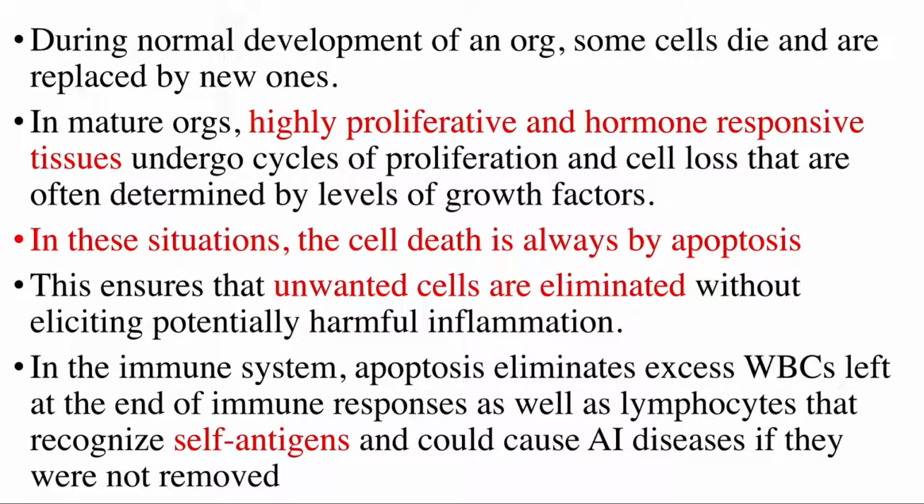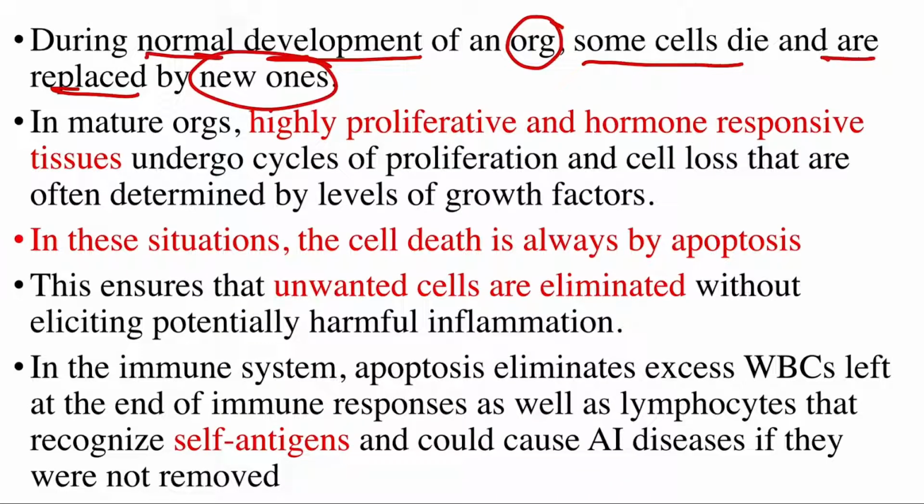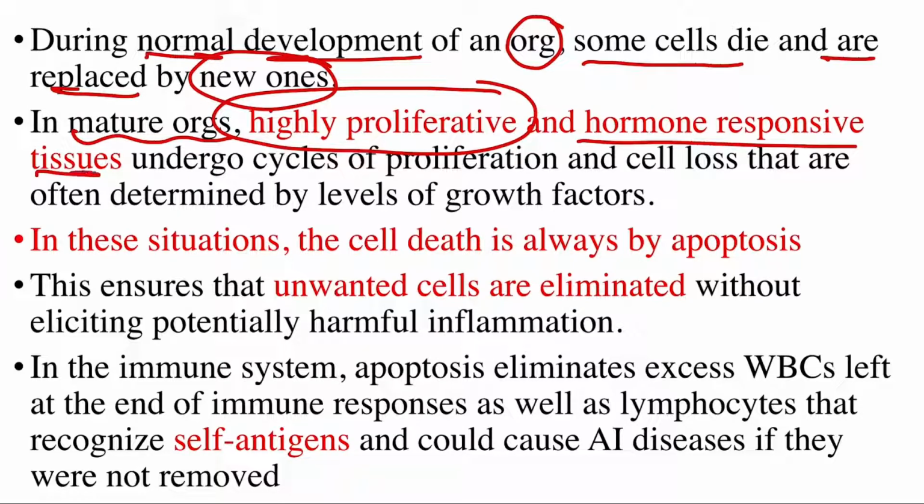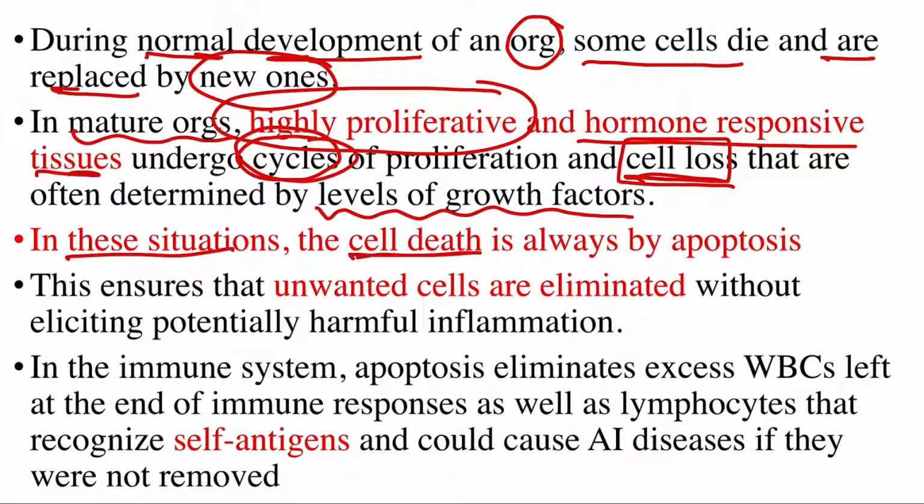These are the examples. During normal development of an organism, we all know that some cells die and then they get replaced by the new ones. In mature organs also, the highly proliferative and hormone responsive tissues undergo cycles of proliferation and cell loss. That means there is cell death occurring simultaneously, that is often determined by the levels of the growth factors. And in these situations, what did you observe? That there is cell death, and this is always by apoptosis. That means apoptosis is not always pathological.